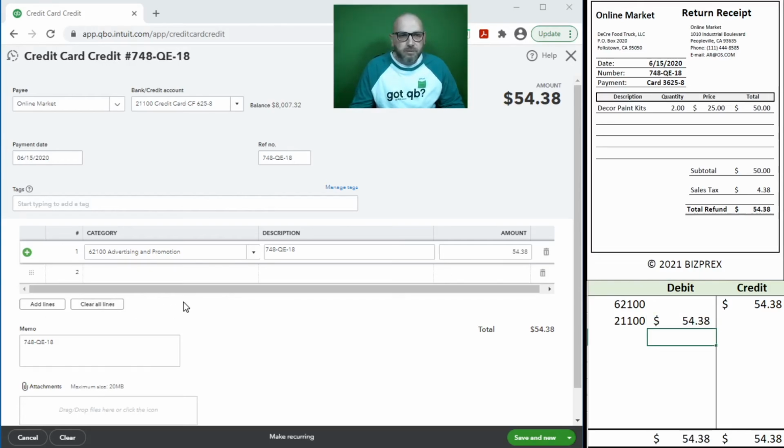So here it is. Debits and credits are in balance. This amount right here in this case is a credit to account 62,100, and this amount right here is a debit to account 21,100. Again, remember, it's a different interface than the expense, and that's what allows us to essentially book that refund. So again, let's go ahead and book it.